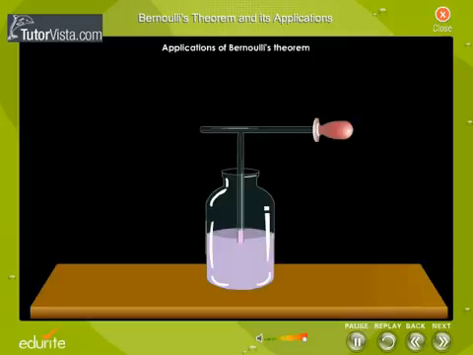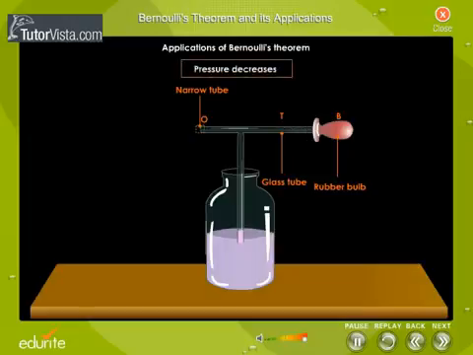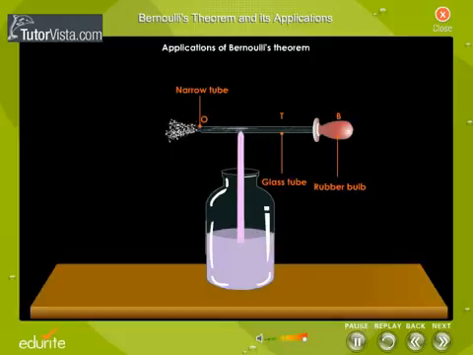Displayed here is the arrangement used in an atomizer. When the rubber bulb B is squeezed, the air flows through the tube T and comes out of the narrow aperture O of the tube. As the aperture is narrow, the velocity of the air increases as it comes out. This reduces the pressure in the vicinity of O. Due to the difference in pressure, the liquid rises up into the vertical tube. But the stream of air coming out of the tube T blows the liquid into a fine spray. So next time you use perfume or deodorant, remember this principle.